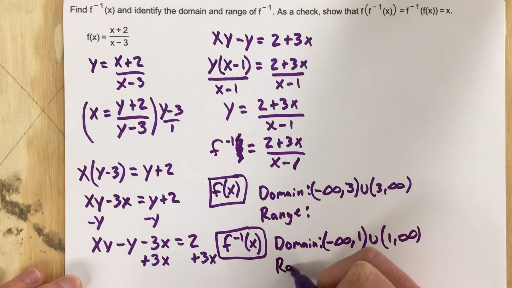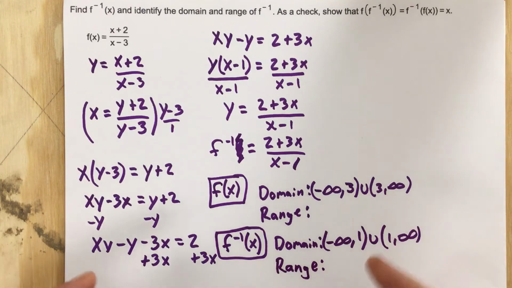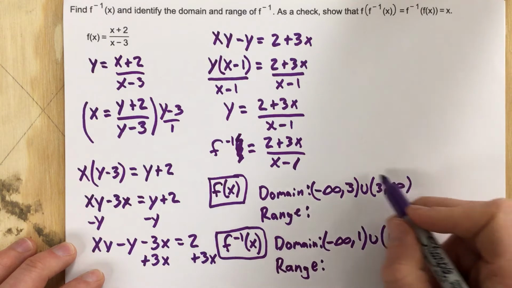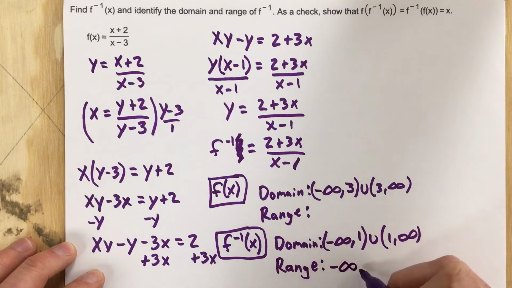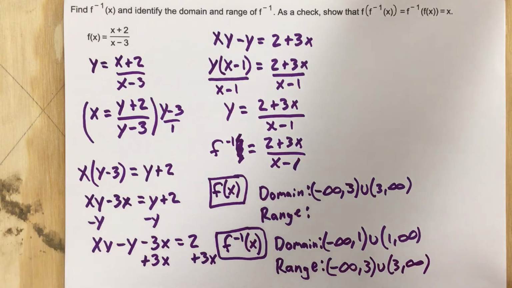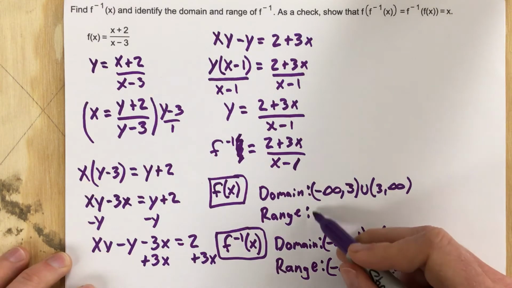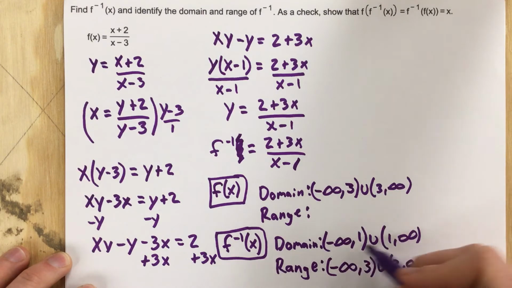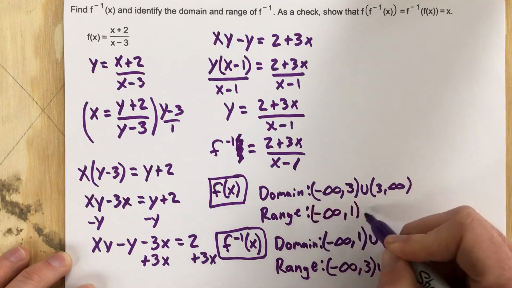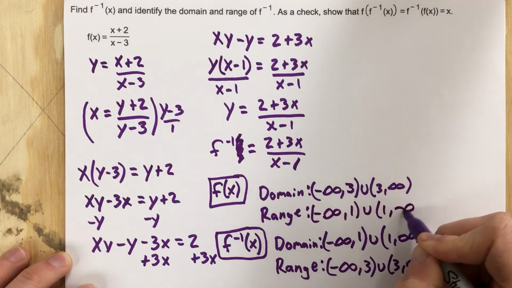The range of this, now we know with an inverse the range and domain switch. So actually the range of this function, the inverse, is going to be the domain of f, so we're going to say this is negative infinity to 3 union 3 to infinity. That's just using common knowledge that if we have an inverse, the domain and range flip, which means the range of the f function is the domain of the inverse function, which is negative infinity to 1 union 1 to infinity.